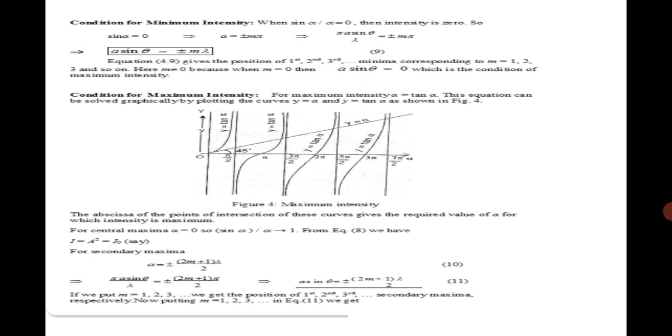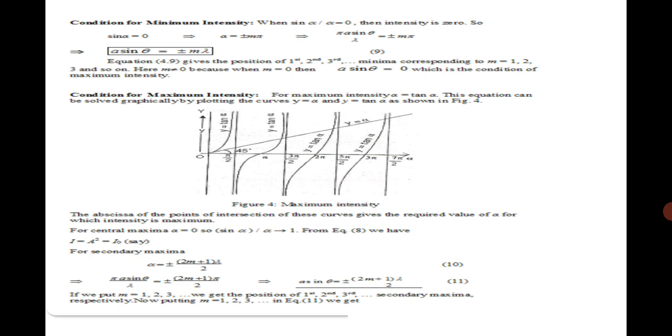So sin alpha is equal to 0, alpha is equal to plus or minus m pi, which implies pi a sin theta by lambda is equal to plus or minus m pi. So which implies a sin theta is equal to plus or minus m lambda, equation number 9. So which gives the position of first, second and third minima corresponding to m is equal to 1, 2, 3 and so on. Here m is not equal to 0, because when m is equal to 0, then a sin theta is equal to 0, which is the condition of maximum intensity.